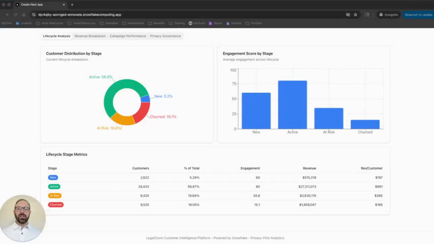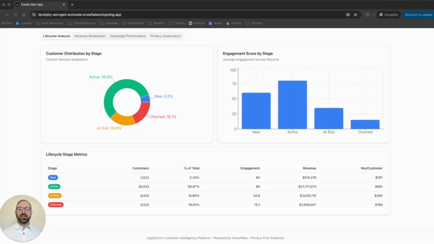The first chart shows how customers are distributed across lifecycle stages: new, active, at risk, and churned. This helps teams quickly see where the customer base is concentrated and where potential risk exists. Next to that, we have the engagement score by stage. This shows how engagement evolves as customers move through the lifecycle. Declining engagement is often an early signal that a customer may need attention.